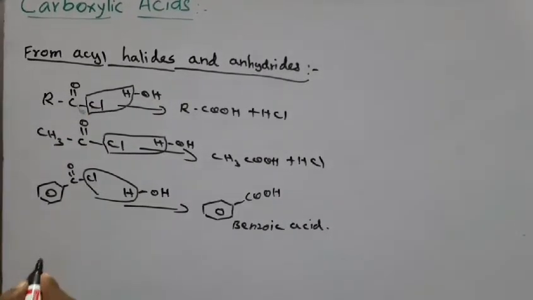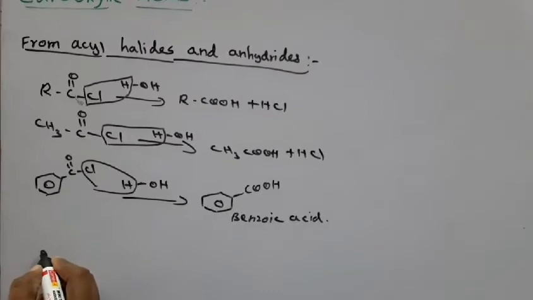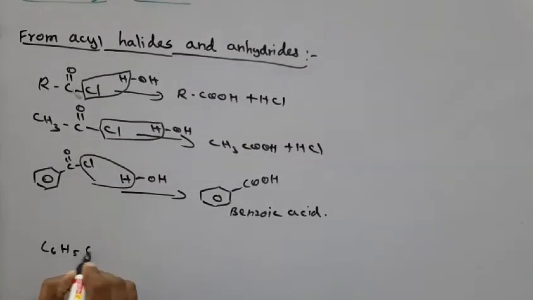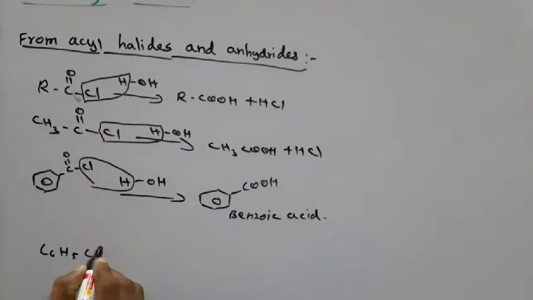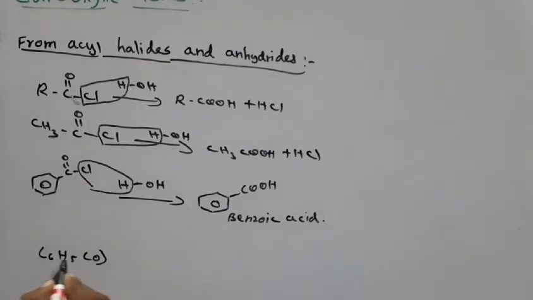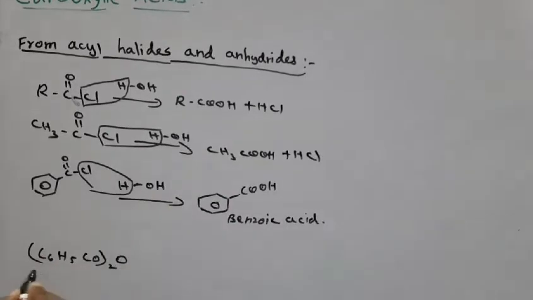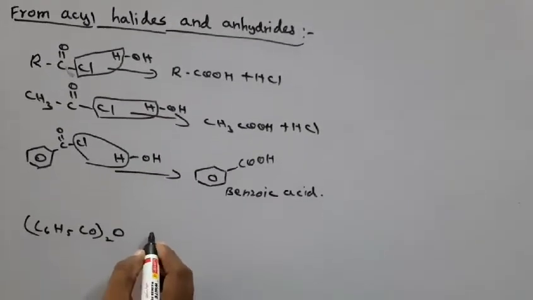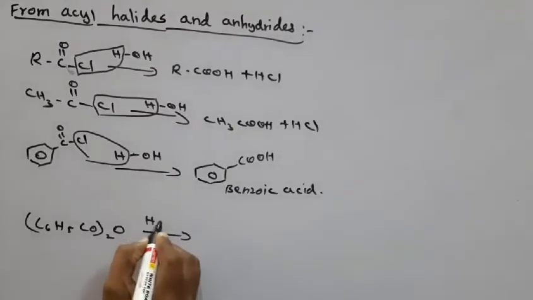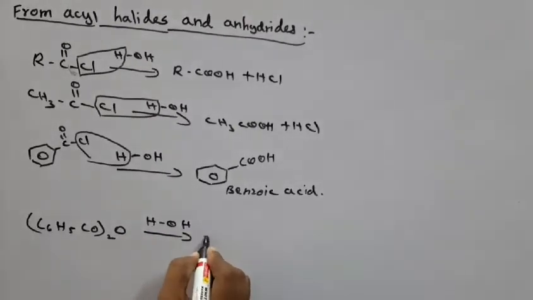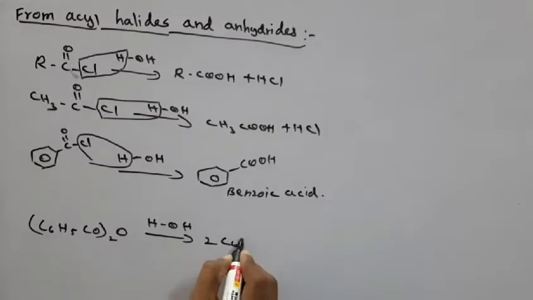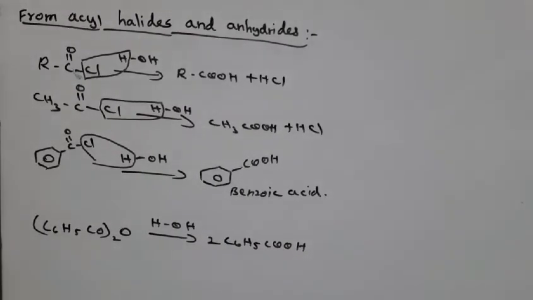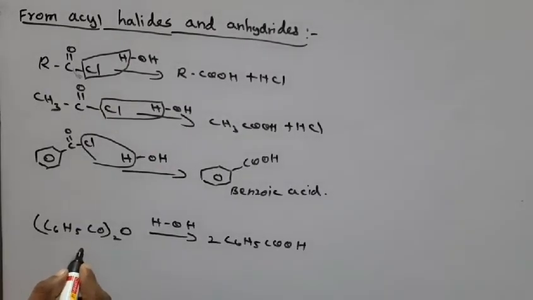Anhydride, what is the formula? Suppose benzoic anhydride: C6H5 CO twice O. Okay, this is benzoic anhydride. This benzoic anhydride reacts with HOH to form benzoic acid, 2C6H5COOH.